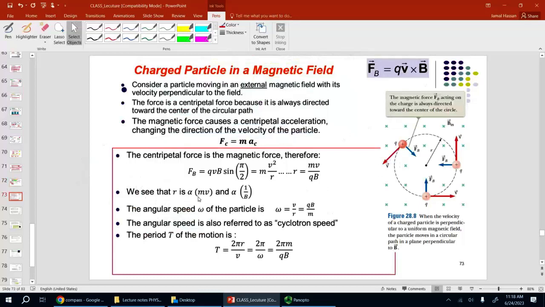So this is now the topic. What happens when you have a charged particle moving inside a magnetic field? In this particular slide, moving perpendicular to the magnetic field.